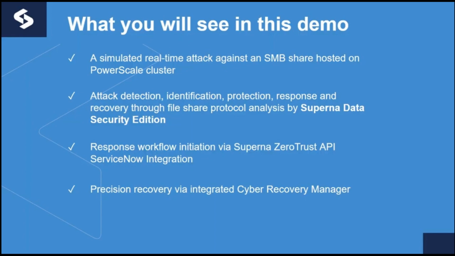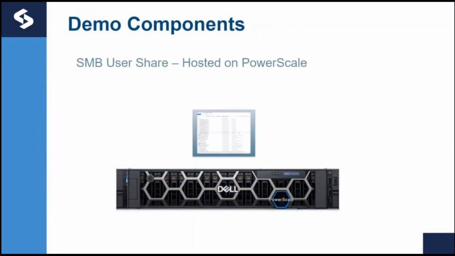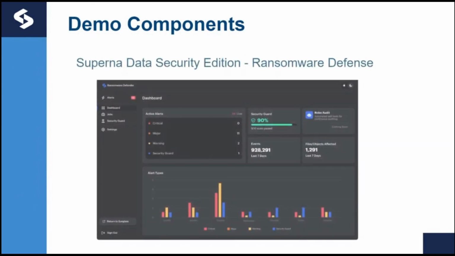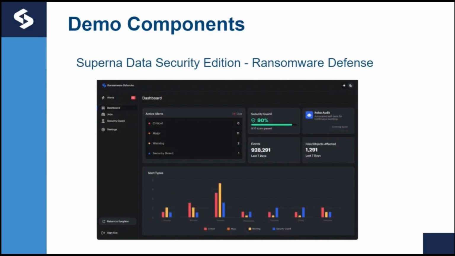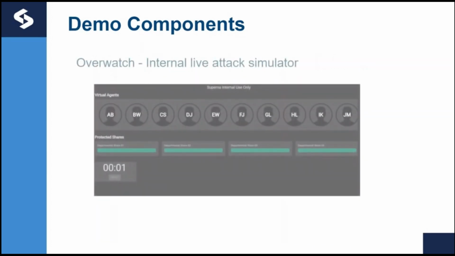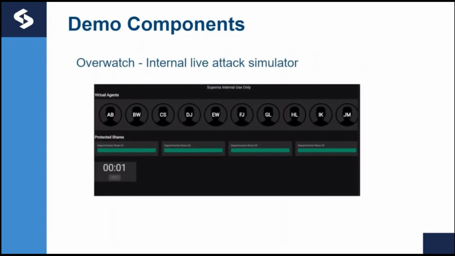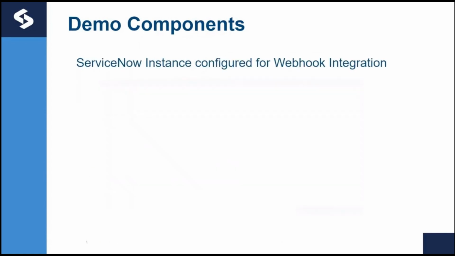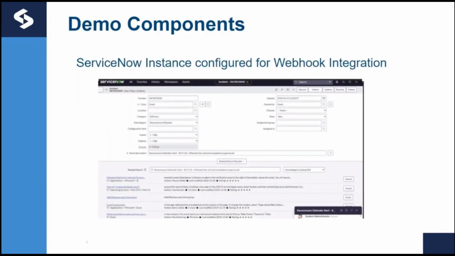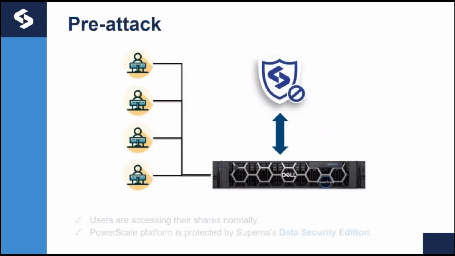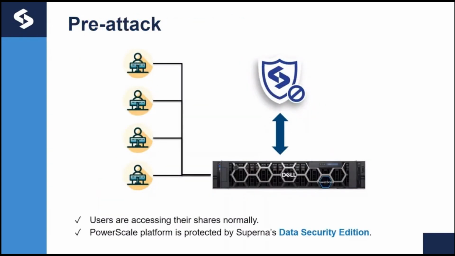This demo consists of an SMB share hosted on the PowerScale platform, being used for large-scale AI workloads, the ransomware defense module in Superna's Data Security Edition, an internally developed tool called Overwatch simulating live ransomware attacks, and a ServiceNow instance configured for webhook integrations. Prior to the attack, users in the environment are accessing their shares normally. The PowerScale platform is protected by Superna's Data Security Edition.